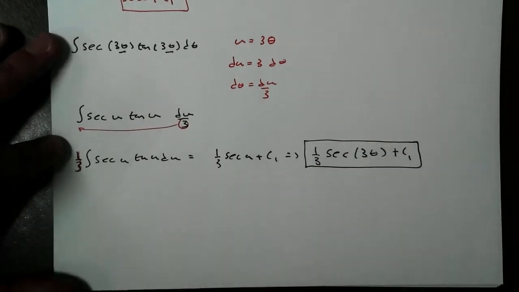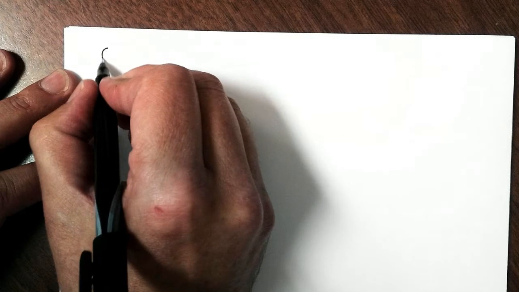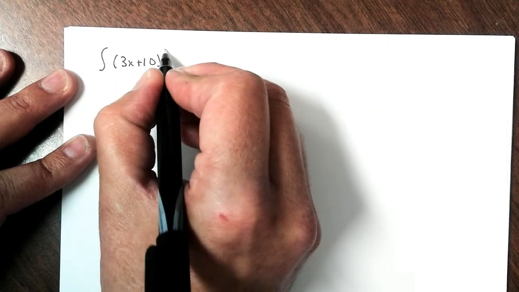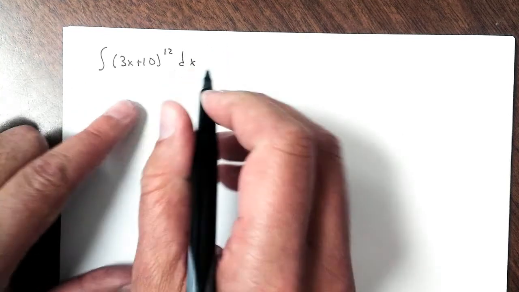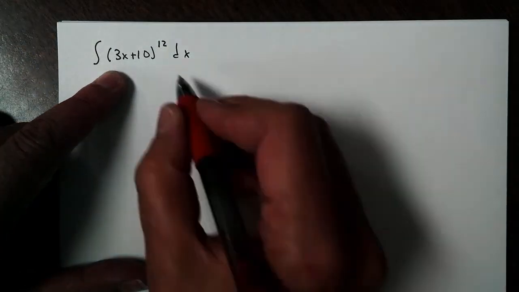Very easy to do. Alright, let's take a look at some more examples here. Let's do some trickier u substitution problems right now. So, let's try the following. What about the antiderivative of 3x plus 10 to the 12th dx? Oh no, I don't want to expand this, but I can use u substitution.